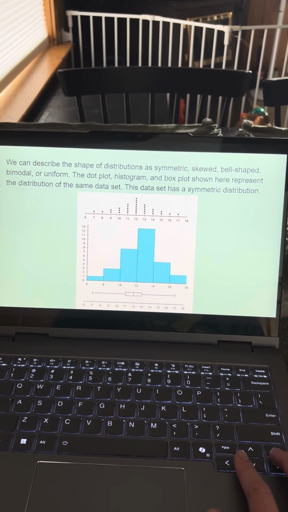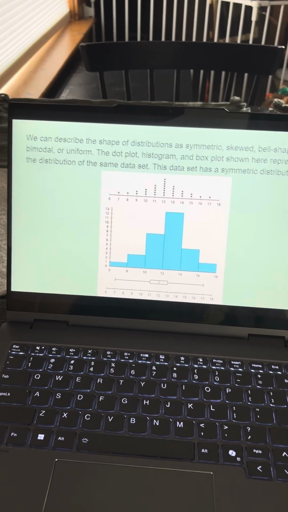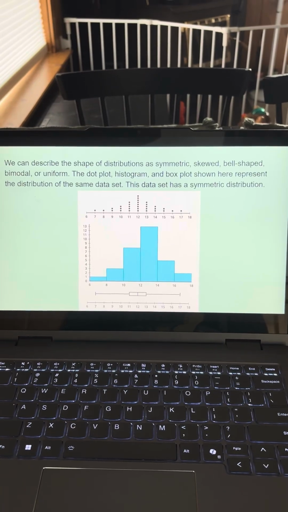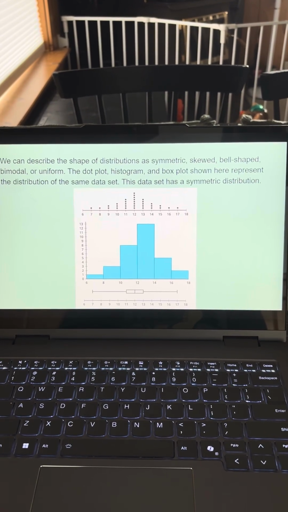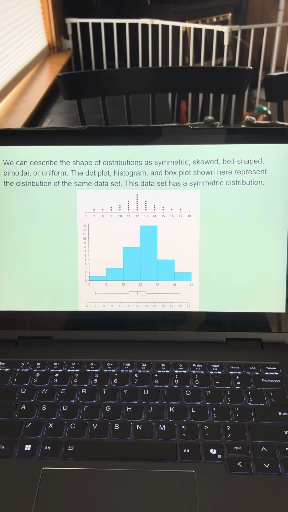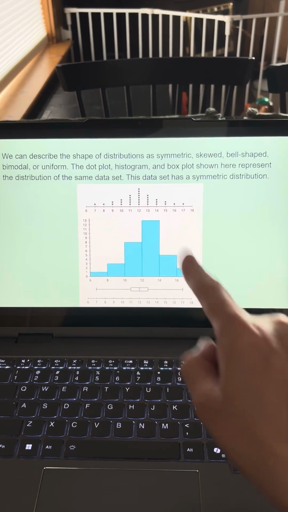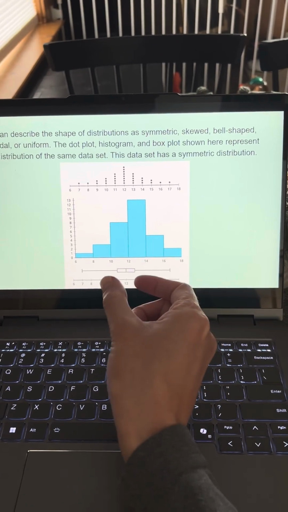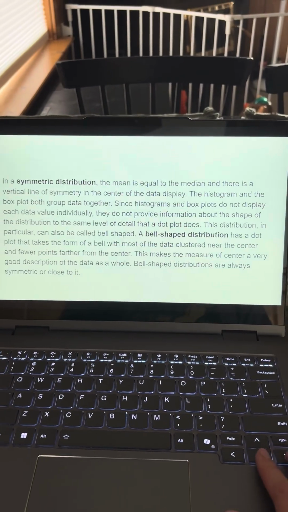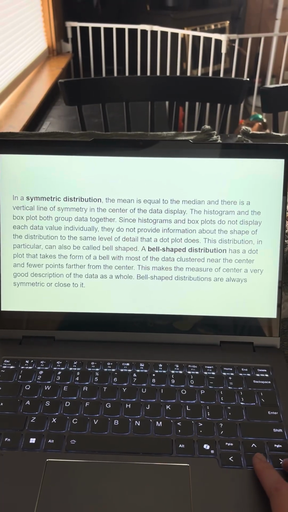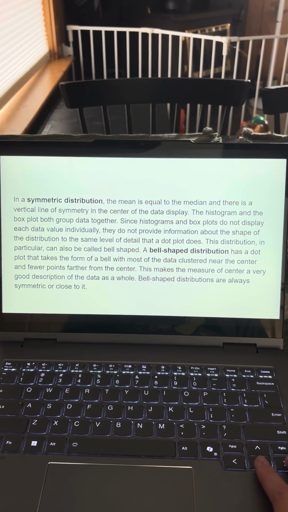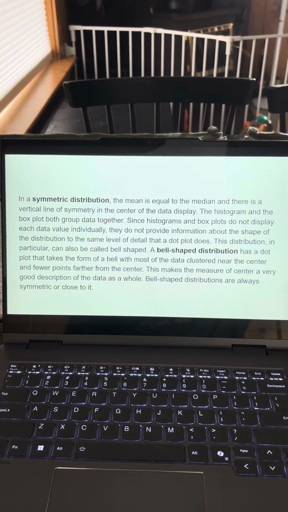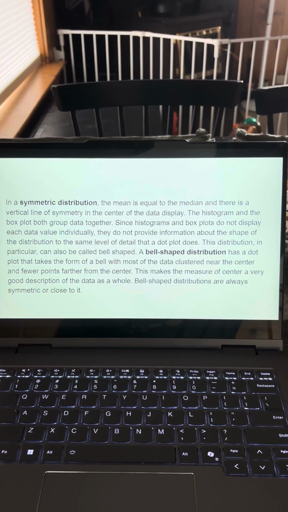We can describe the data. This is just notes from here on out. We can describe the shape of distributions as symmetric, skewed, bell-shaped, bimodal, or uniform. The dot plot and histogram shown here represent the distribution of the same data set. You can see how it's symmetric. Even the box plot down here shows symmetric because it's pretty much in the middle there. Symmetric means the mean is equal to the median, and there's a vertical line of symmetry in the center of the data display. You can go ahead and read these descriptions and keep them as notes.